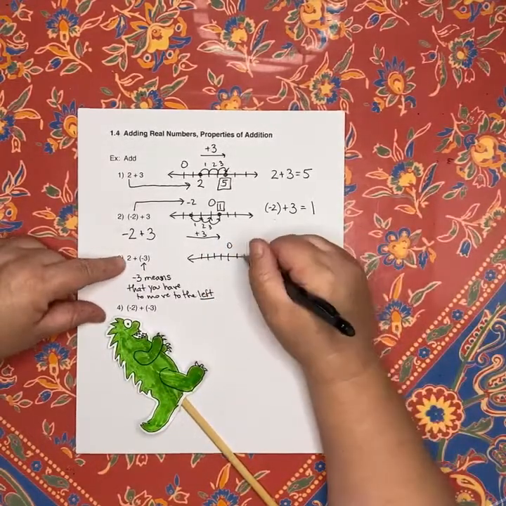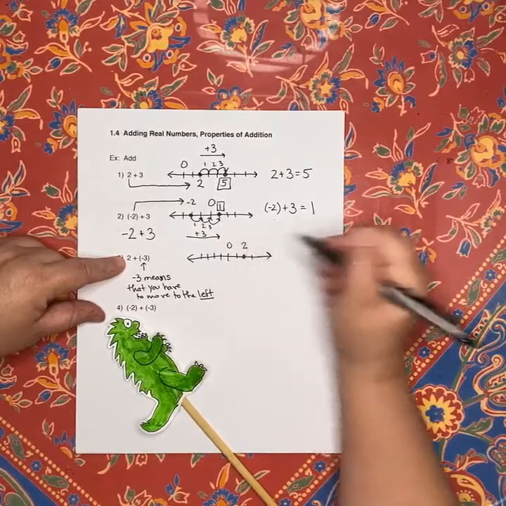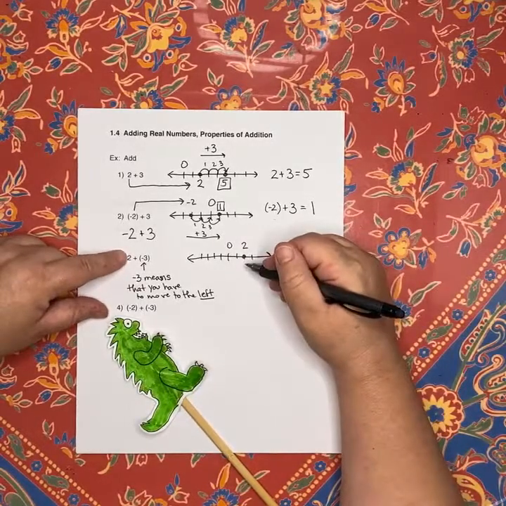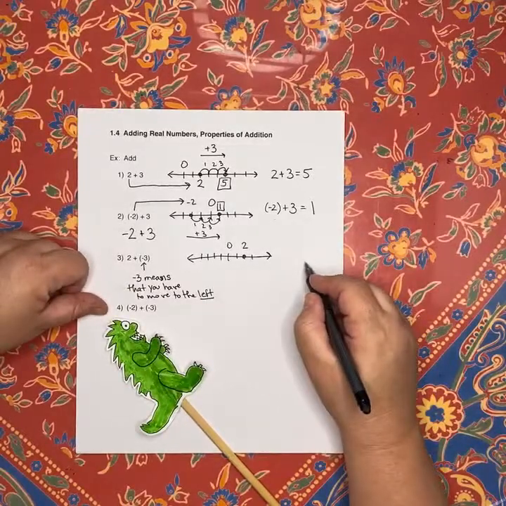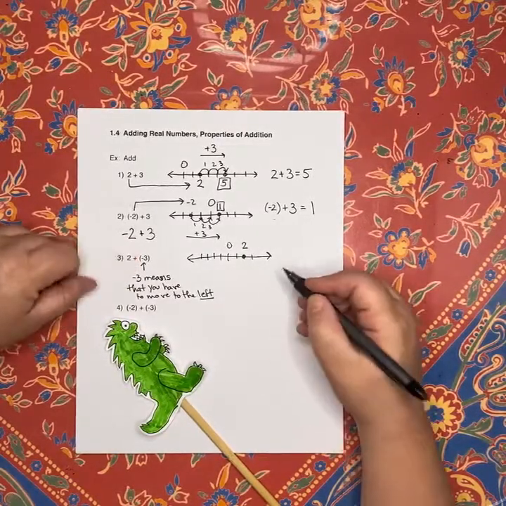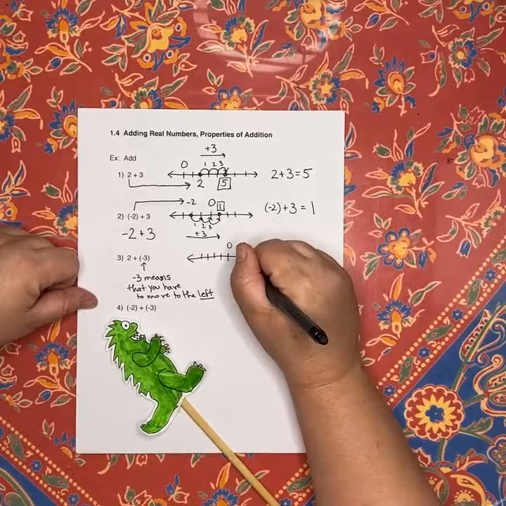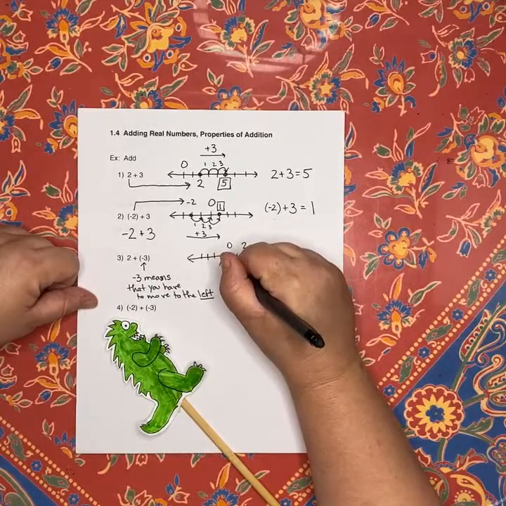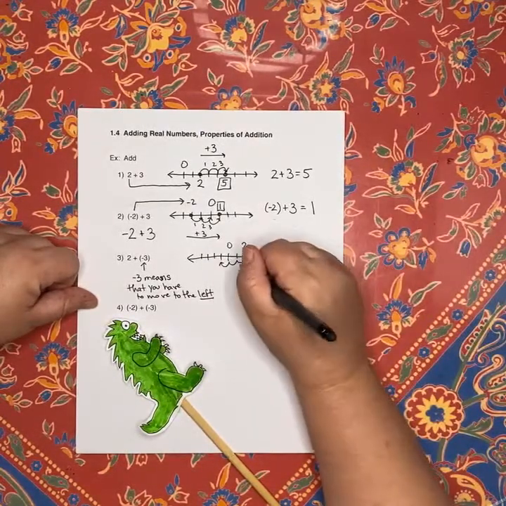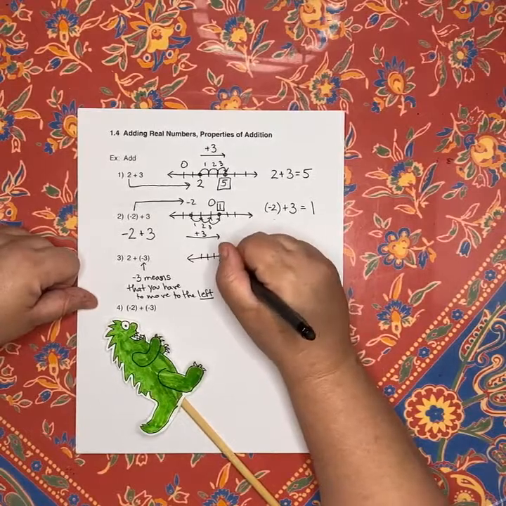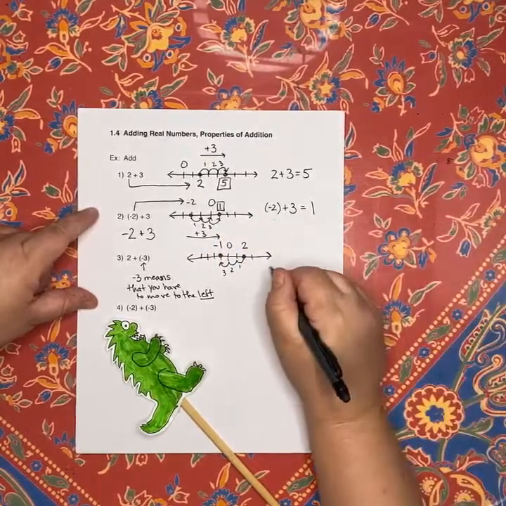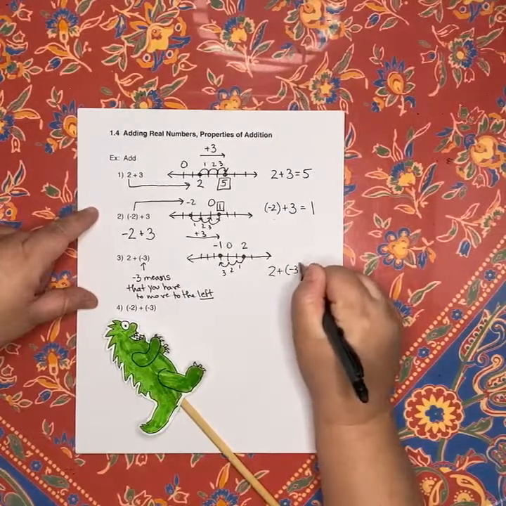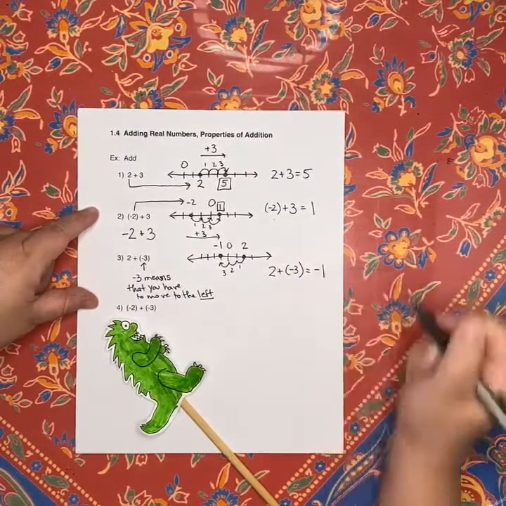I'm going to start at +2. That's where I start, right? And then I add a -3. So normally I would move to the right, but because it's a -3, I move to the left. I take the opposite because it's opposite day. 1, 2, 3. And you can see we end up at -1. Or 2 plus a -3 equals -1.